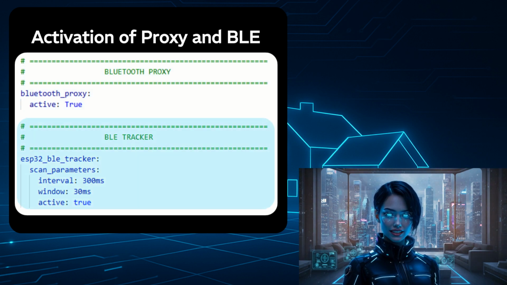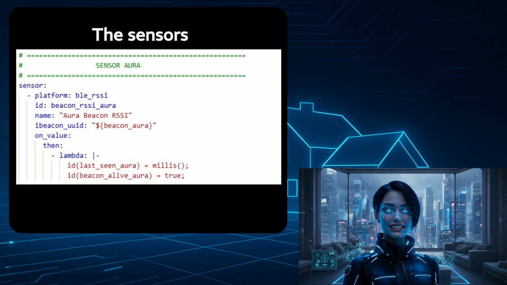Immediately after, we activate the actual BLE scan. Here, we specify how often a new scan should start, in our case, every 300 milliseconds, and how long each cycle should last, which is 30 milliseconds. Additionally, we enable the active scan mode, which is more accurate and much more responsive. These settings are particularly effective when we want to quickly detect people's movements between rooms, updating the status almost in real time. Now we move on to the sensor section.